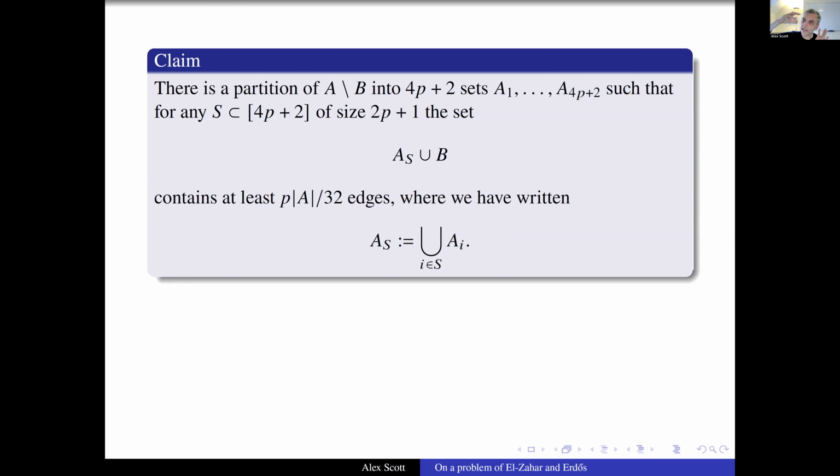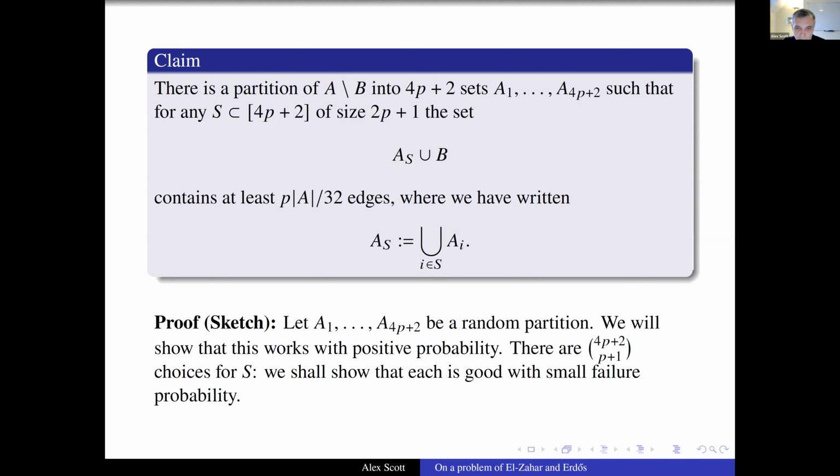So if I can find in C, outside A, some subgraph with large chromatic number and no edges to some collection of 2p plus 1 sets from my partition, then I'm going to be in good shape. So this is going to be the target. Okay, so we need the following claim. I can partition A minus B into 4p plus 2 sets, so that given any 2p plus 1, take their union together with B, I get lots of edges.